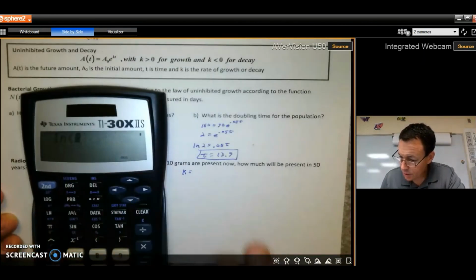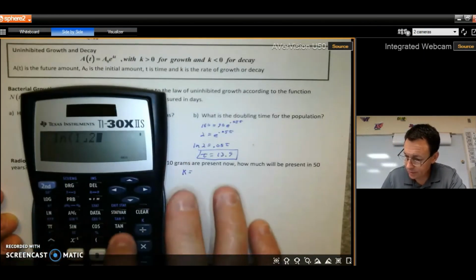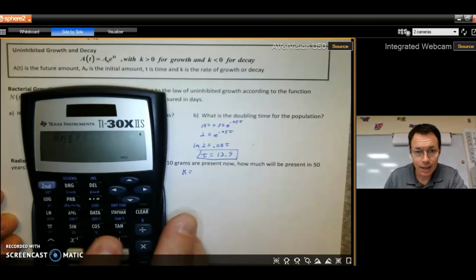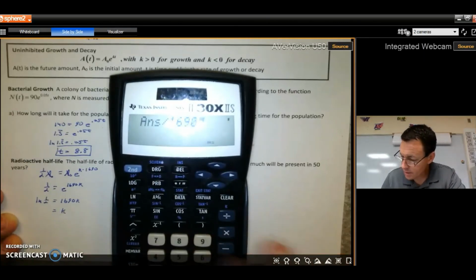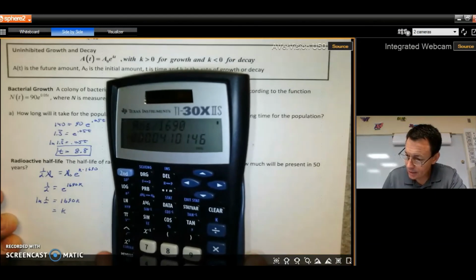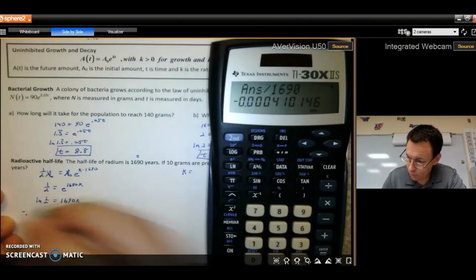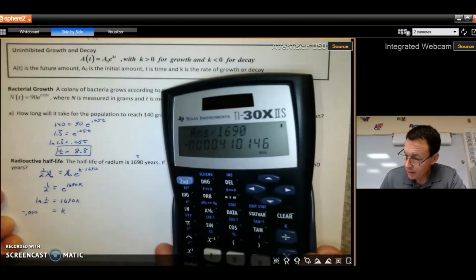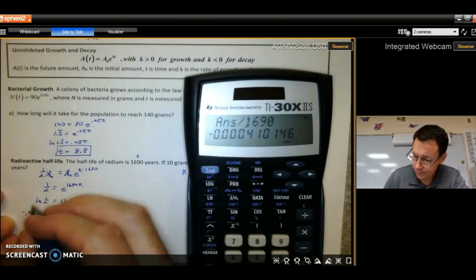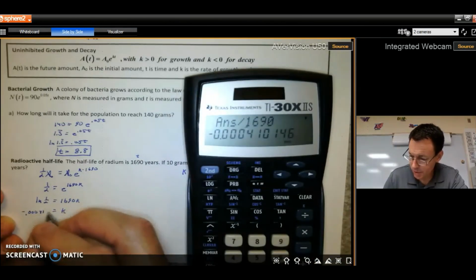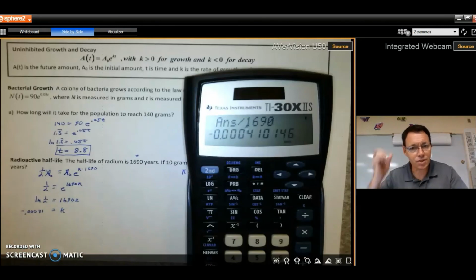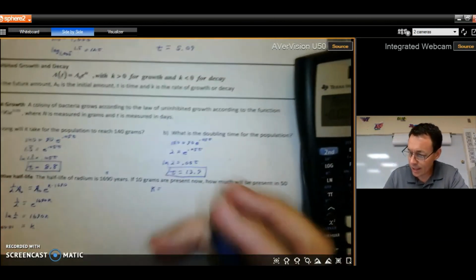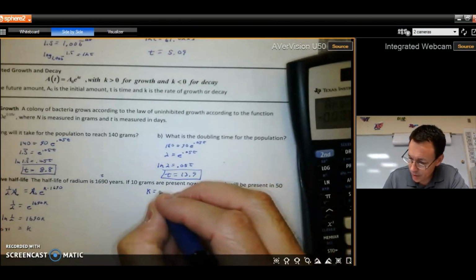So, natural log of 1/2, equals, and then divide it by 1,690, and I get negative 0.000, all right, I'm going to put 41. After that there was another 0, so I'm kind of running out of significant digits. You could write all those down if you wanted, but I'm going to write that down. So now we know our k, we know our decay rate. So now this problem over here is pretty easy.